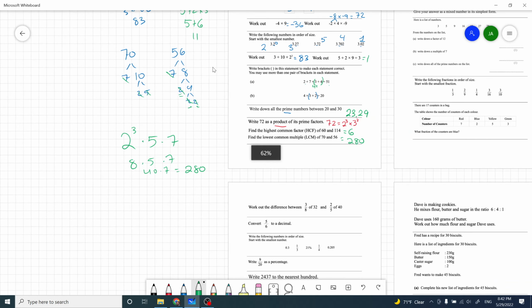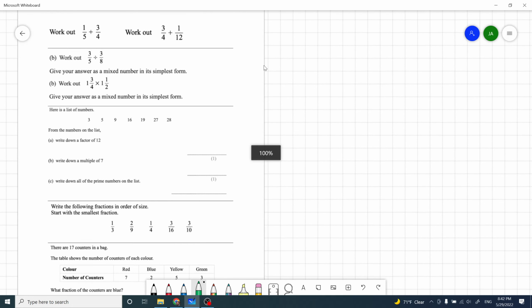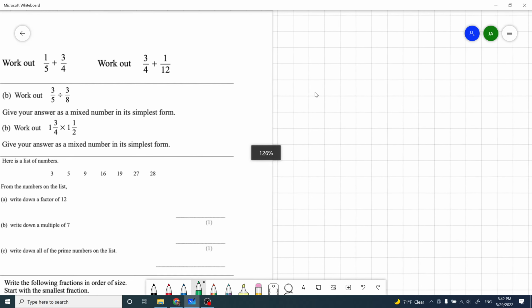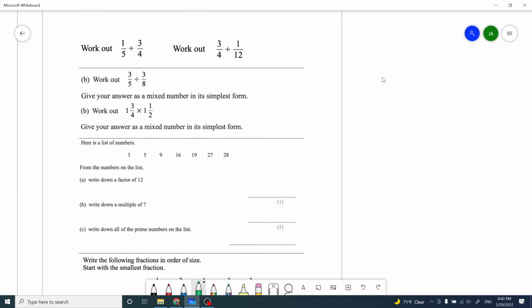Okay, so that was a big first page, but we did it. Let's go ahead and move on to the next. All right, so we have some fractions here. We have addition with fractions. We have basically everything except for subtraction with fractions.